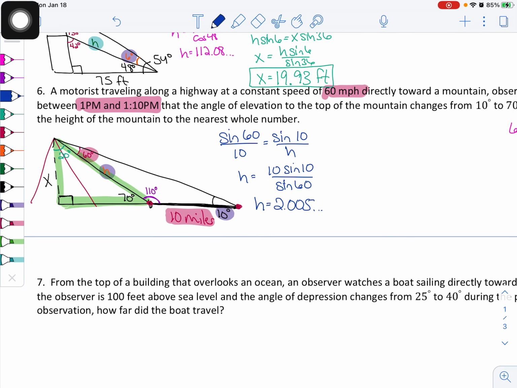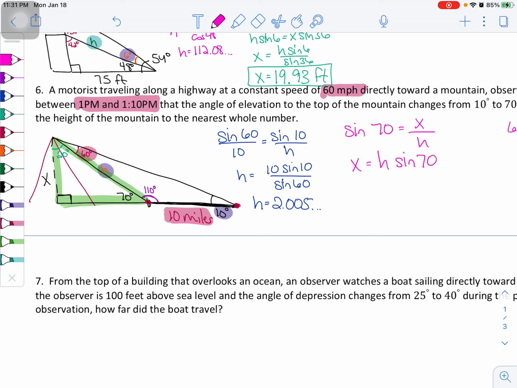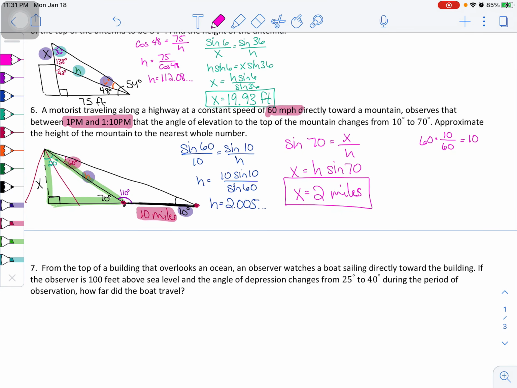For giggles, I'll go ahead and set it up with sine. It won't matter if you use sine or cosine, depending on whether you use the 70 or the 20. It's up to you. So sine of 70 is equal to the opposite side over the hypotenuse. So x is going to equal h sine of 70. So on my calculator, I'm going to multiply my hypotenuse times the sine of 70. All right, find the height of the mountain, round to the nearest whole number. So x is going to equal 2 miles. All right, so our little mountain here is 2 miles tall.